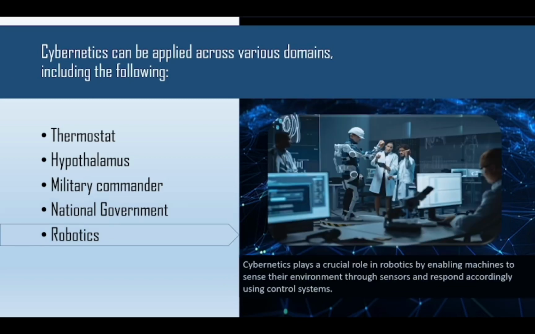Lastly, robotics. Cybernetics plays a crucial role in robotics by enabling machines to sense their environment through sensors and respond accordingly using control systems. So robotics is an example of cybernetics because there are feedback loops, used to control or adjust the robot's movements. When you say feedback, we already discussed this last week. Ito yung effect of output to the environment, for example, the reviews of the customers on the output. And a feedback loop is the output of the system that can be used as an input for future operation.